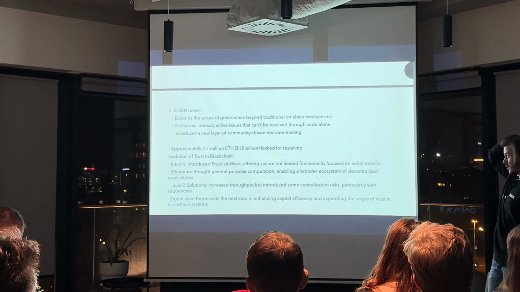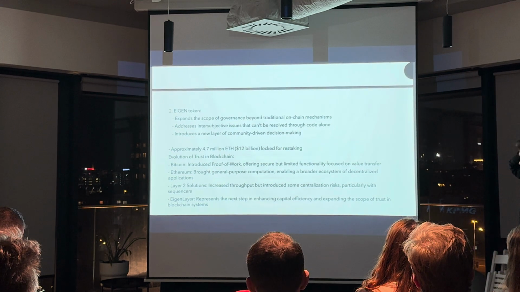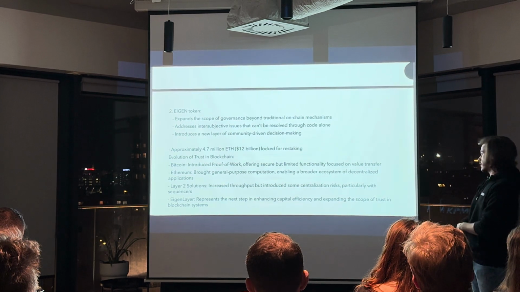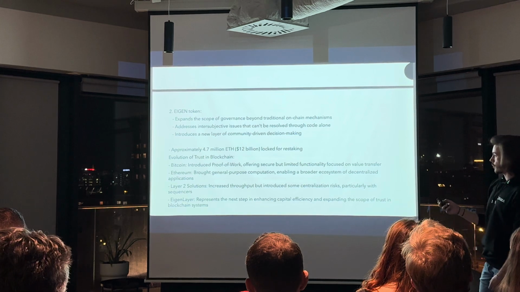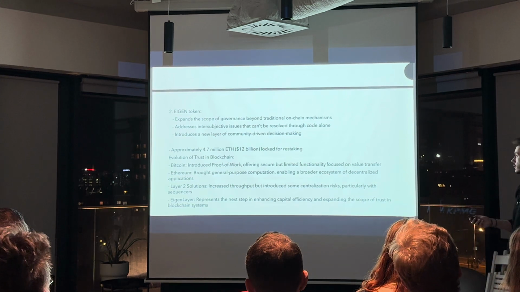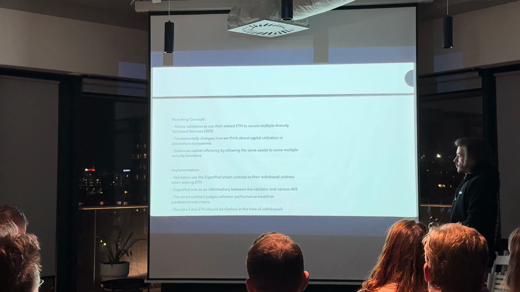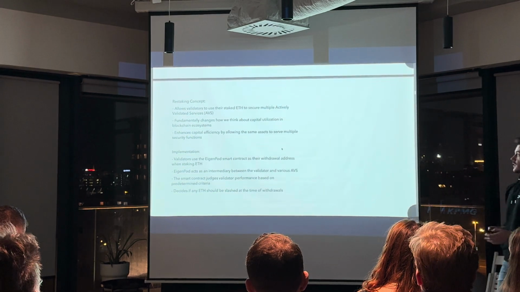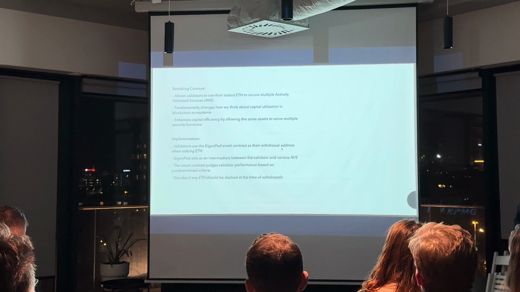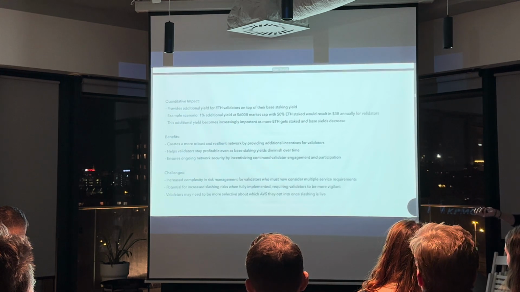So the evolution of trust in blockchain, as we said in the diagram before: we had proof of work, then general purpose computation, layer 2 solutions, and EigenLayer or other generalized restaking platforms. The restaking concept allows validators to use their staked ETH to secure multiple AVSs. Okay, implementation, we'll cover that later.